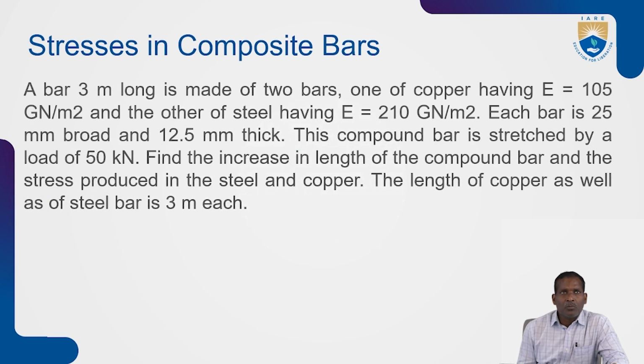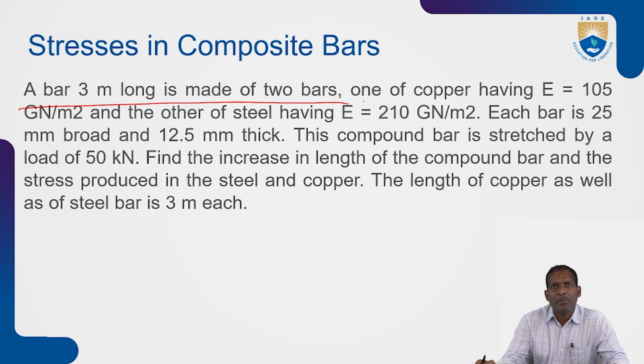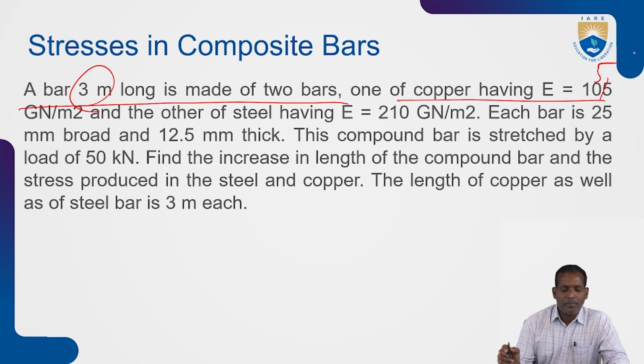So now we will see one problem on composite bars. See in this, a bar 3 meter long is made of two bars. The given length is 3 meter. One is copper having Young's modulus 10 to the power of 5 giganewton per meter square, and the other is steel having Young's modulus 210 giganewton per meter square.